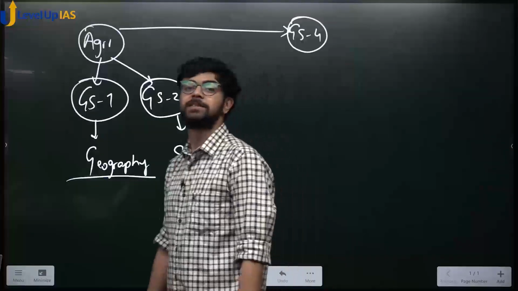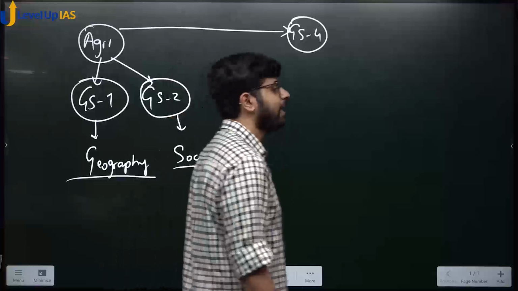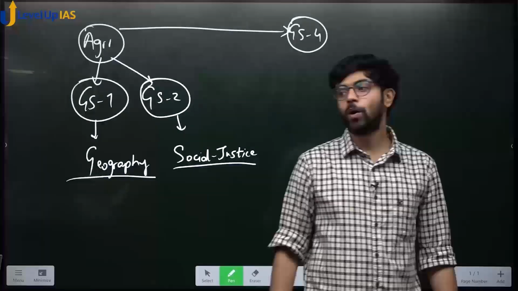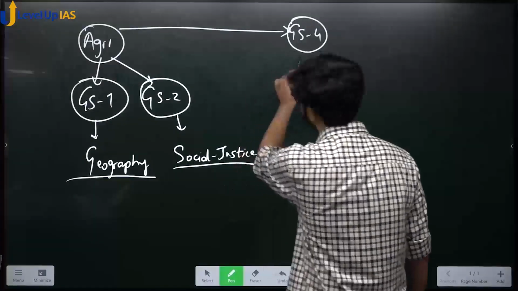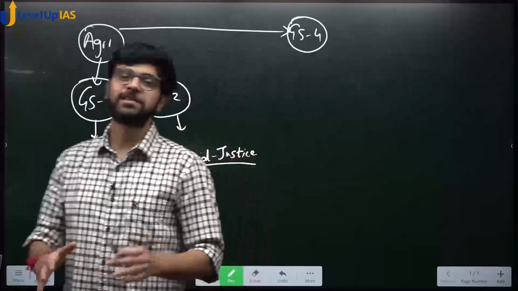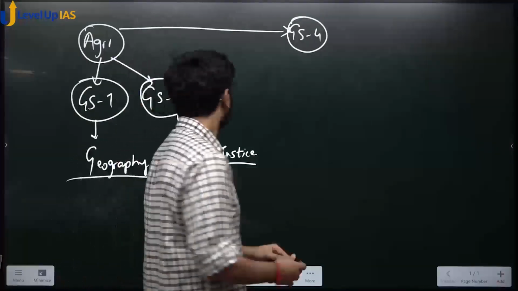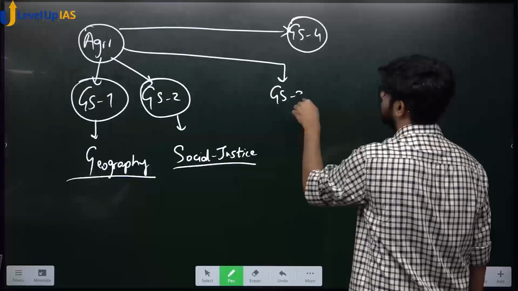The ethical aspects of farm loan waiver, the ethical aspects of farmer suicides, the ethical aspects of how as an officer you would want to protect the farmers would be covered in GS4 ethics. Whatever remains would be covered in GS3, and what that remains, I will tell you.